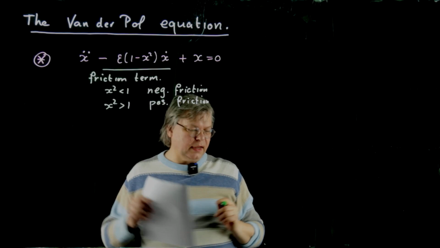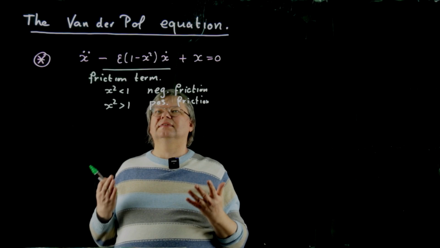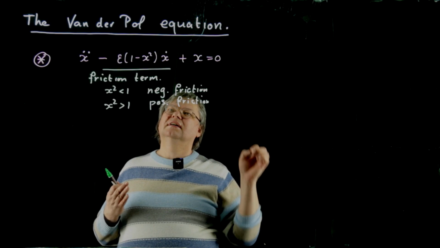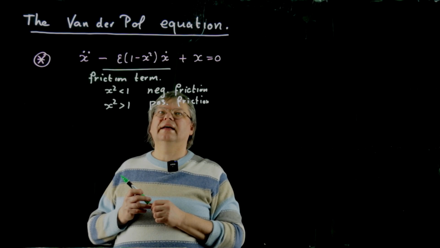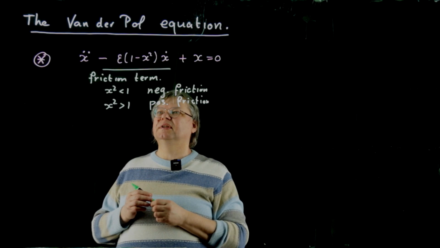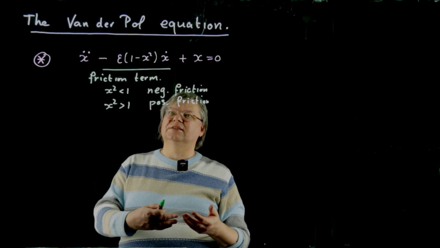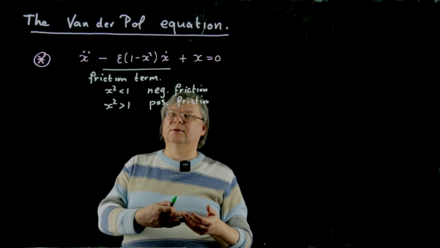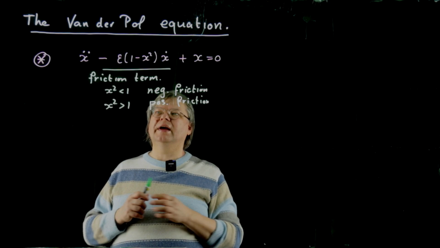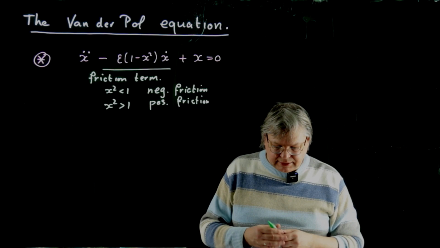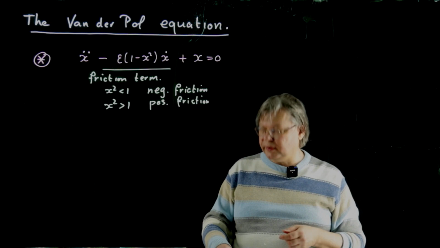So for values of x squared larger than 1, we see a proper friction term, and that would mean that the solutions become smaller and smaller and will eventually die out at the origin, whereas negative friction would be the other alternative. That would mean that for small values of x, more and more energy is pumped into the system, so the origin, where x is zero, is actually unstable. Nearby orbits will start to spiral away from the origin. And so that means we get a kind of phase diagram as follows. Let's first try to rewrite this.